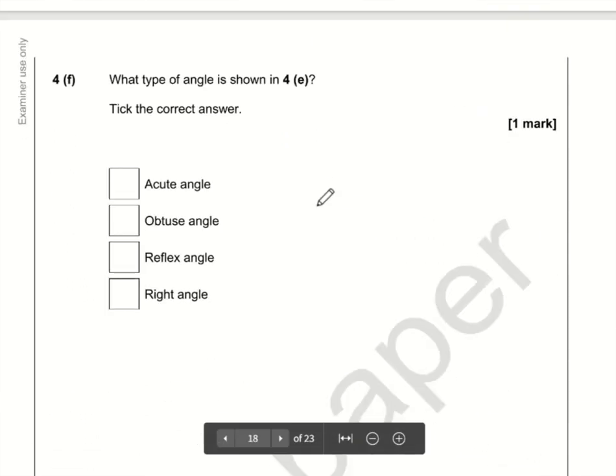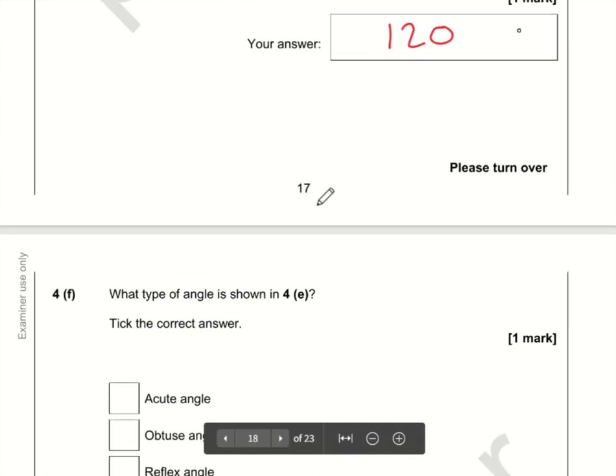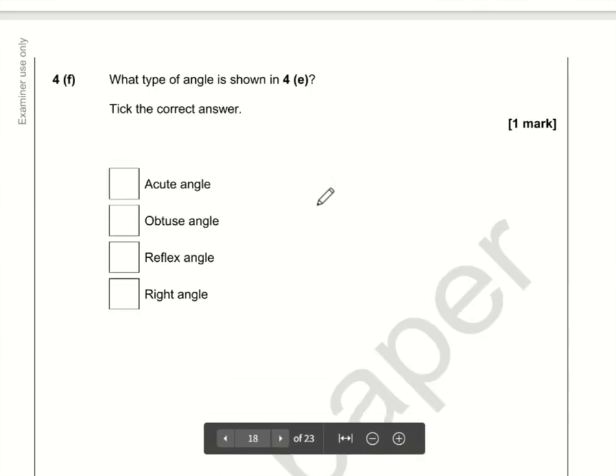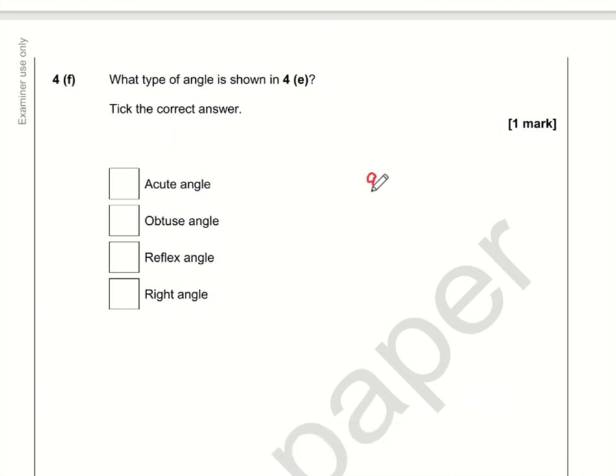For part F, what type of angle is that? Well, it's 120, so it's between 90 and 180, and any angle between 90 and 180 degrees is obtuse. An acute angle is less than 90, a reflex is greater than 180, and a right angle is 90. So here it's obtuse.